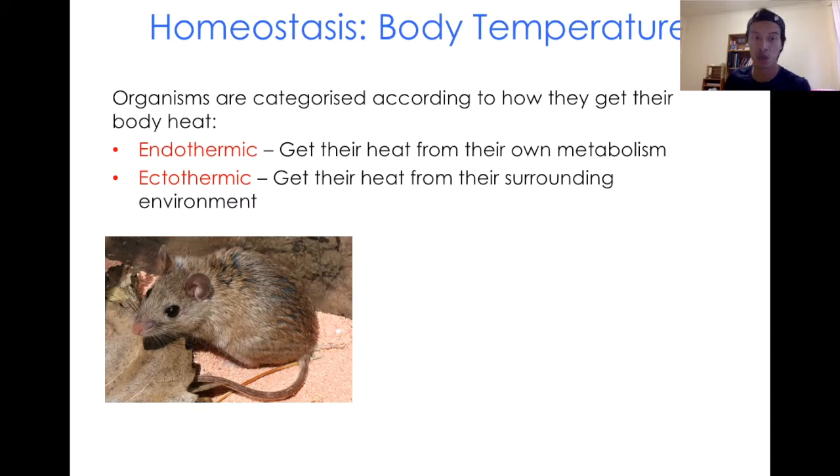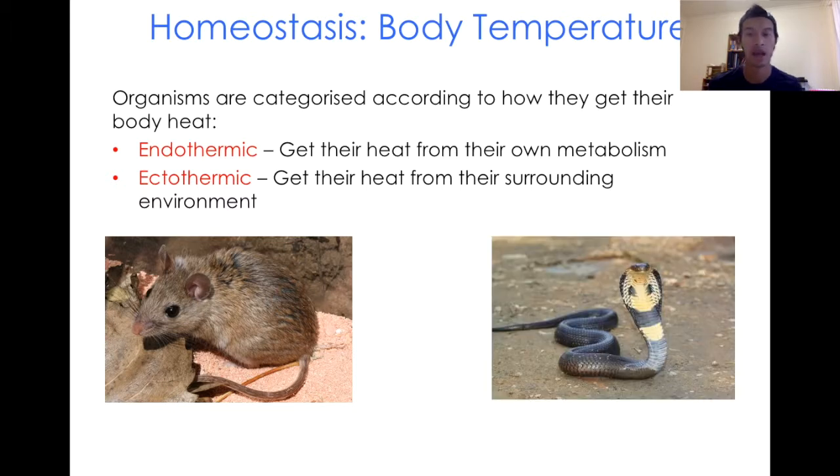And then you've got your ectotherms, ectotherm meaning outside, thermos meaning heat. They get their heat from the outside or their surrounding environment, and they are what we think of typically as your ectothermic, cold-blooded animals, your reptiles and your insects and things like that.